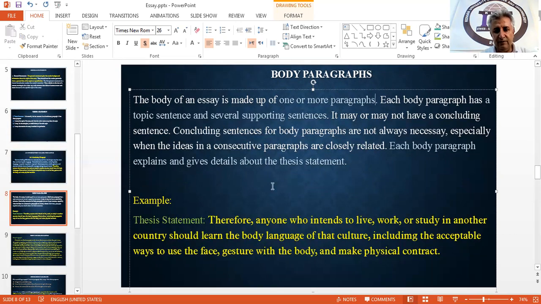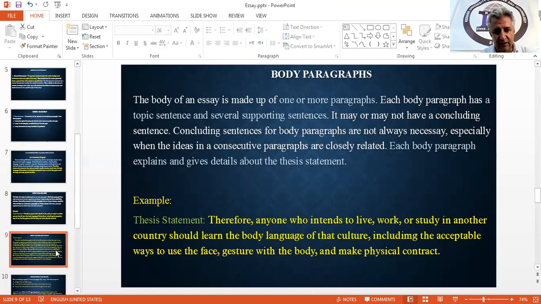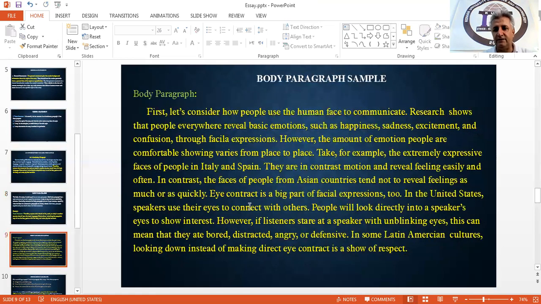For example, when the thesis statement is like this, "Therefore, anyone who intends to live, work, or study in another country should learn the body language of that culture, including the acceptable ways to use the face, gesture with the body, and make physical contact." There might be a body paragraph like this. So in the body paragraph, we have the topic sentence and main points with supporting details.